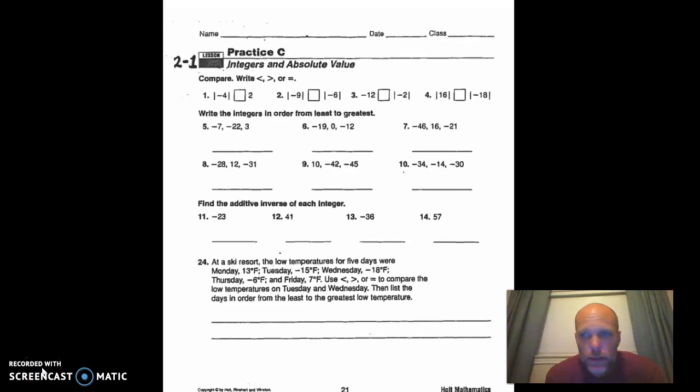Alright, here is your first assignment. It's about absolute value, ordering integers, and zero pairs. Okay, we're going to do this whole page. I'm going to do some with you. I'll do one in each group to help you out, and maybe I'll get you started a little bit down there on number 24.